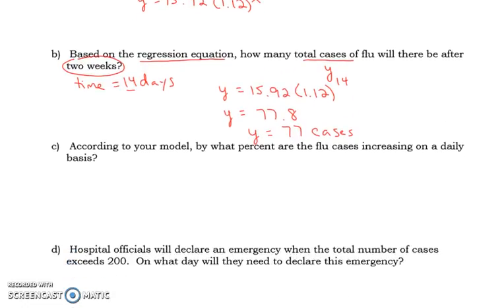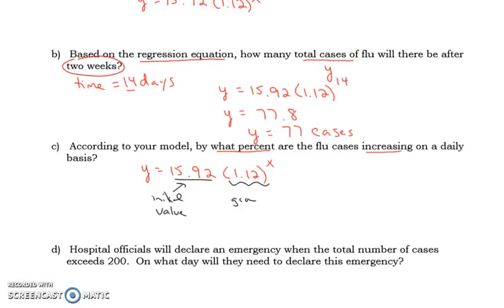Okay, part C, according to your model, again using the equation, by what percent are the flu cases increasing on a daily basis? So we have our model, which is 15.92 times 1.12 raised to the x. And they want to know what percent the flu cases are increasing. Now this goes back to having a knowledge of what this number inside the parentheses means and what the number out in front means. If you recall, the number out in front is the initial value. It's the starting amount. So when I started keeping track of the data, I had about 16 cases of the flu. The value inside the parentheses is the b term.